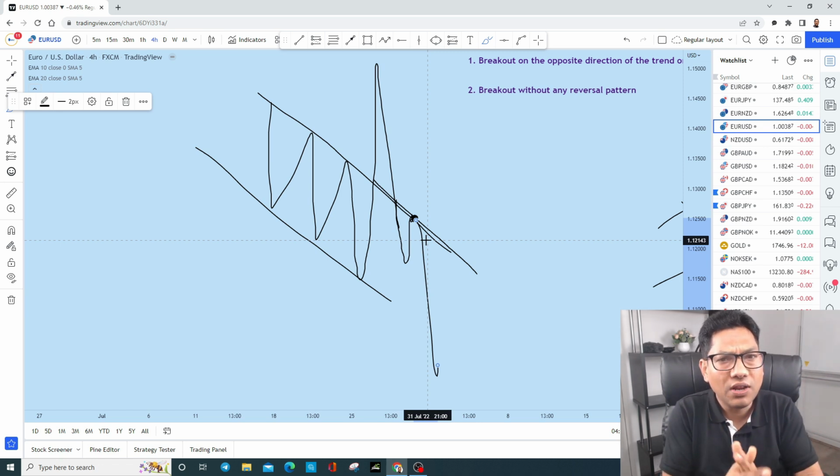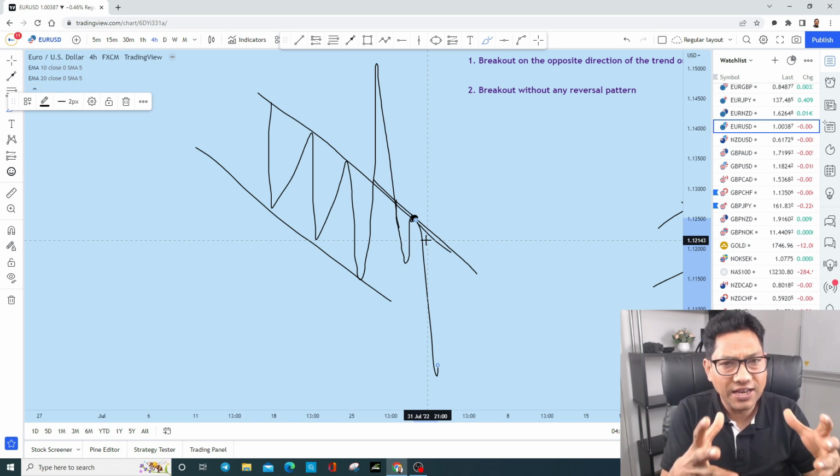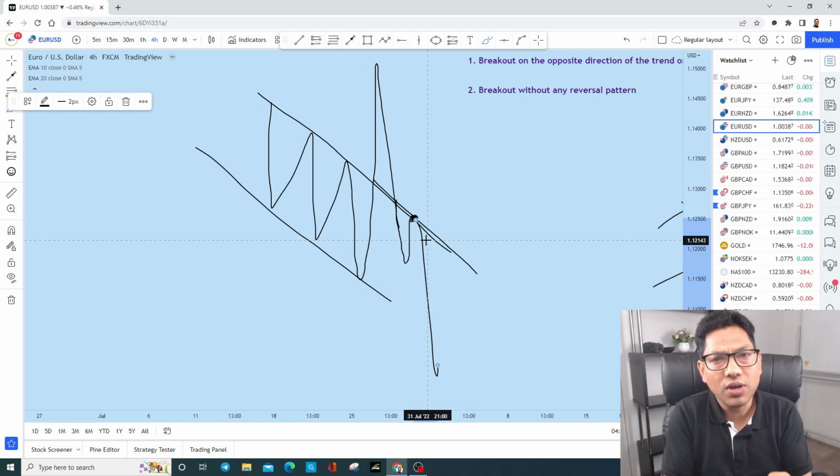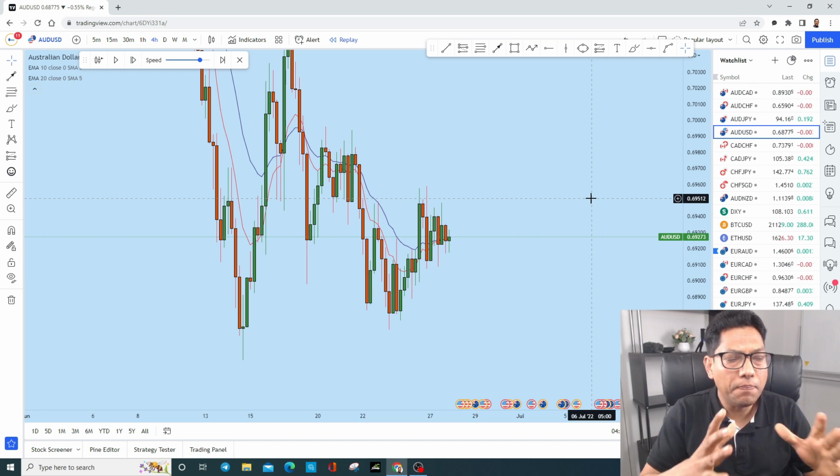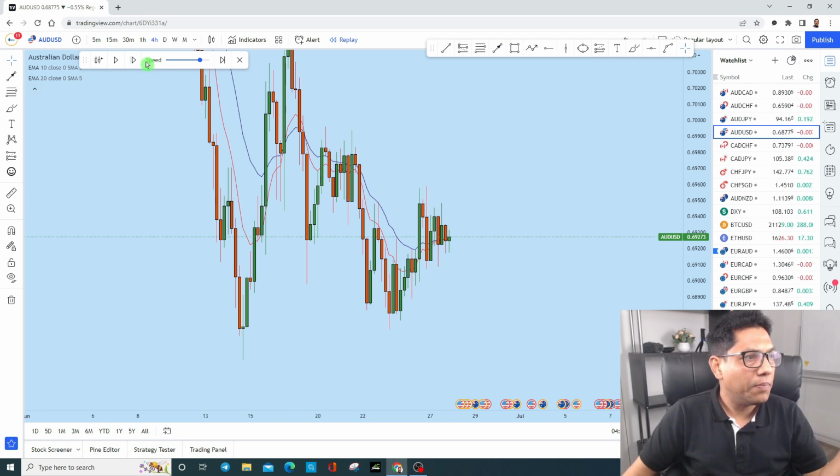Now let's find out in a real chart how you can identify a liquidity grab and how you can grab the biggest trade possible in the market. Let's look at it. So let's see this example on Aussie dollar, and we'll replay this chart and see exactly what we are talking about. Now let's replay this chart here.